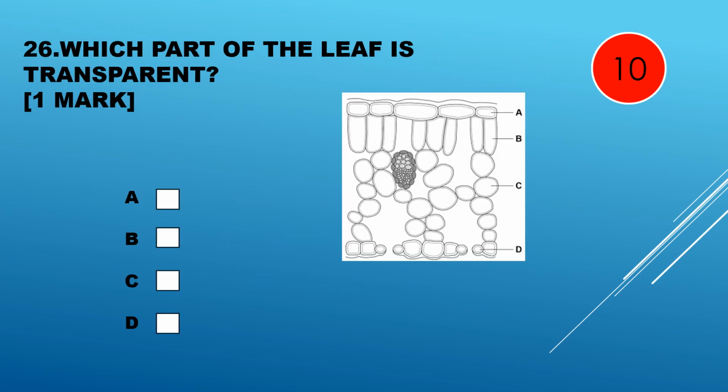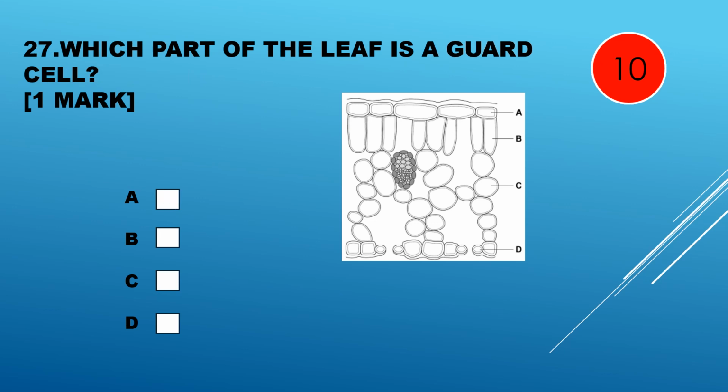Question 26. Which part of the leaf is transparent? A, B, C, or D? A, which is the upper epidermis, is transparent to allow light to pass through.